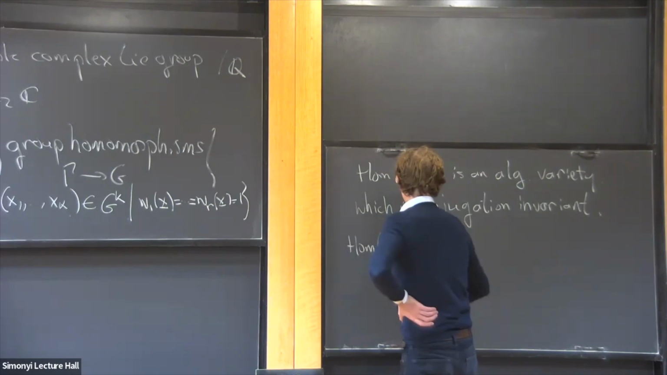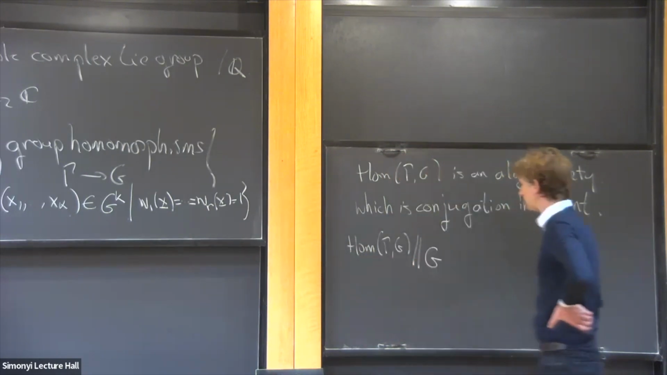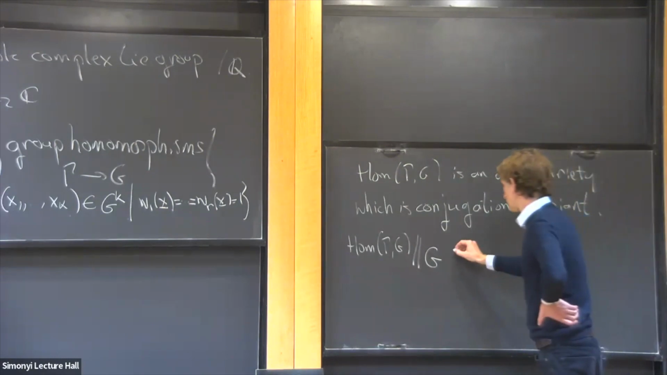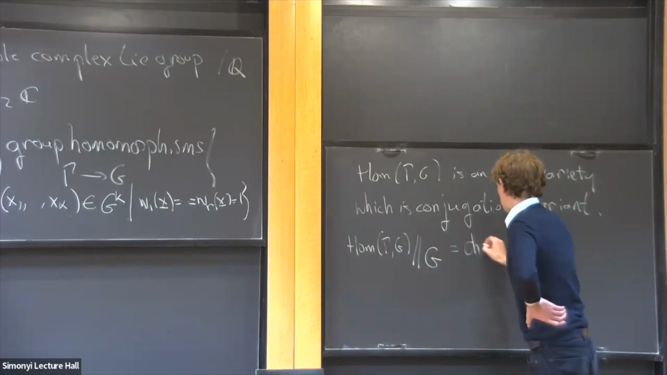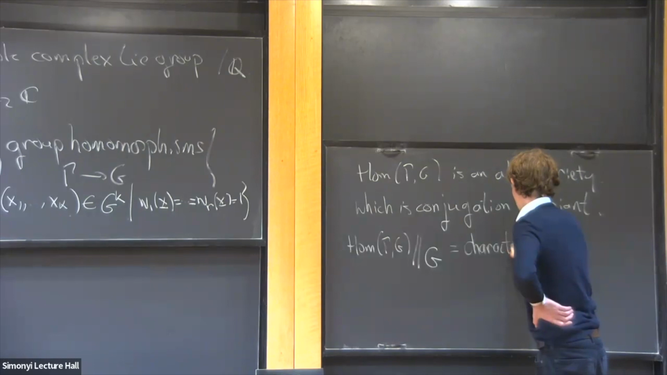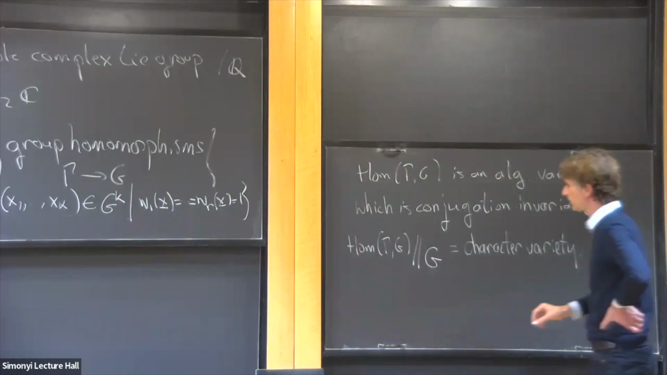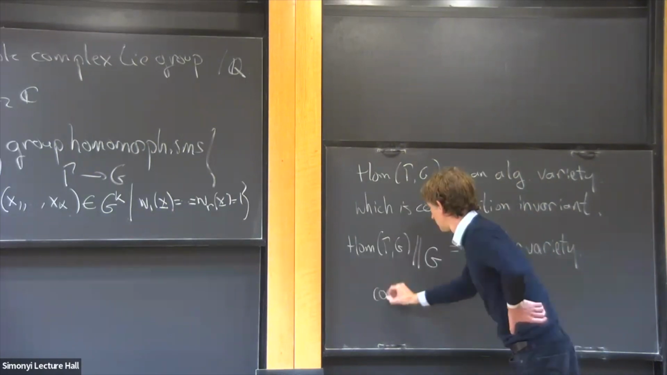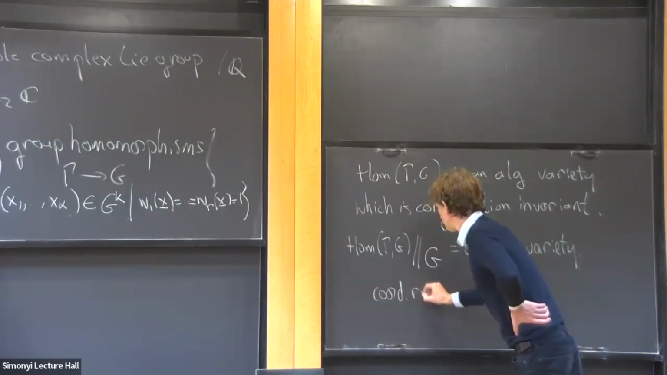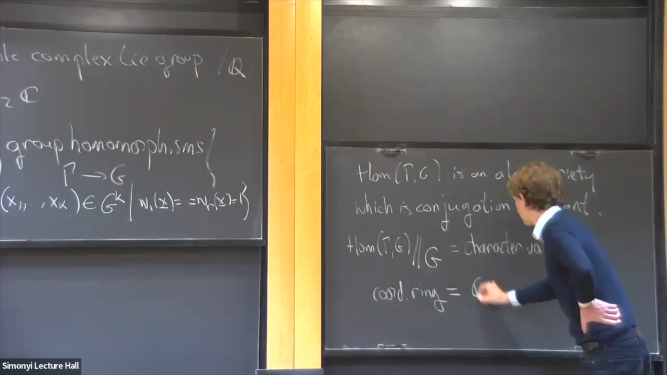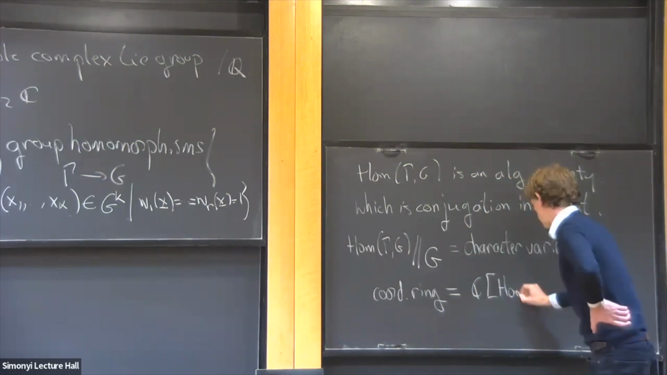what's called the character variety. We put a double bar here, that's the GIT notation. It's called the character variety, and it's really the affine variety whose coordinate ring is equal to the G-invariants of the coordinate ring of the representation variety.